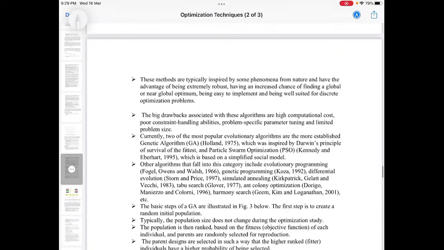Other algorithms that fall into these are evolutionary programming, genetic programming, differential evolution, simulated annealing, taboo search, and harmony search. These are the other algorithms besides the genetic algorithm and the particle swarm optimization algorithm.